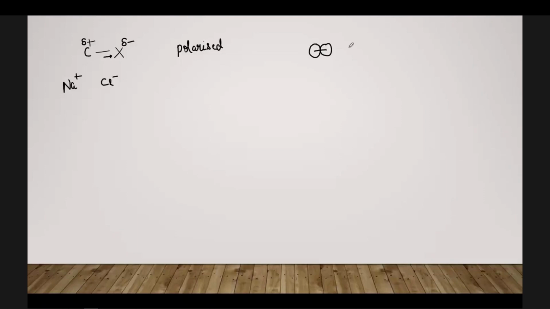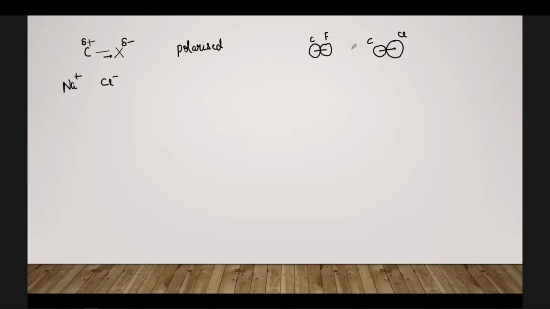Now suppose this is carbon and this is halogen, let's suppose this is the smallest halogen, which is fluorine. The carbon will remain the same, but if we talk about chlorine, that is bigger than fluorine, right? So suppose this is carbon and this is chlorine. Chlorine is bigger than fluorine. You can check it from the periodic table that the size of chlorine is more.